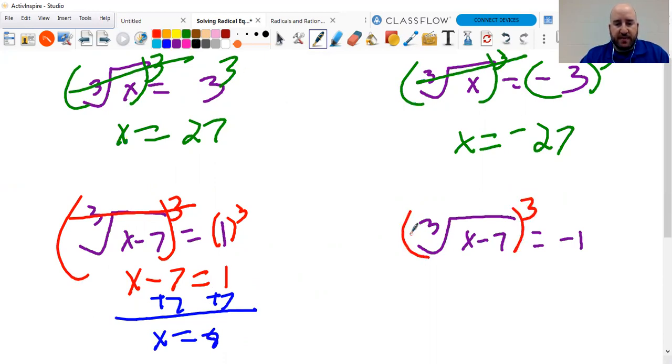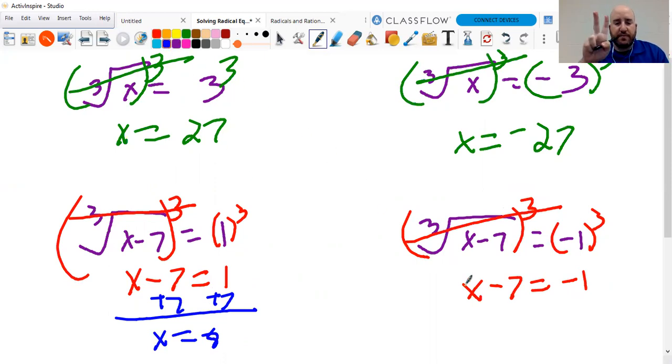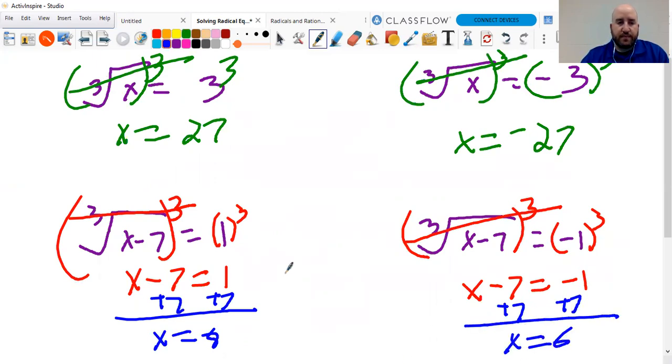Other side, cube root of x minus 7, that cancels out. X minus 7 equals -1 cubed, which is again -1. -1 times -1 is +1. +1 times -1 is -1. Add 7 on both sides. X equals 6.